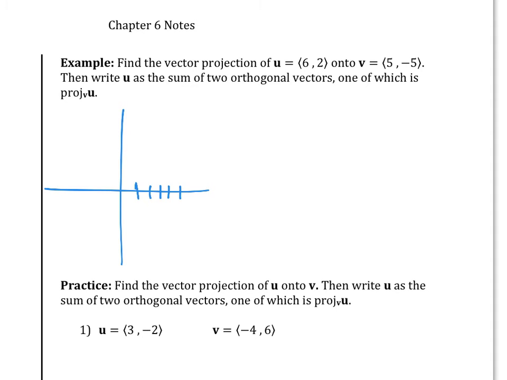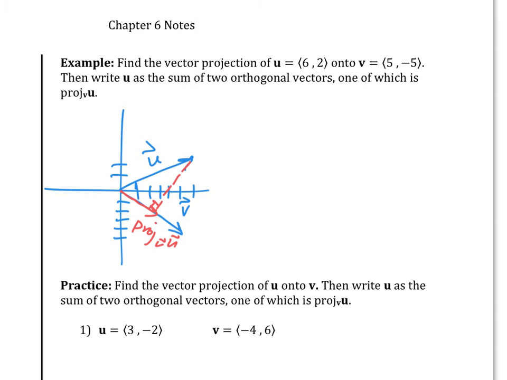So u is (6, 2). v is (5, -5). We want u going in the v direction. I'm going to do this in a different color. Essentially, we draw a straight perpendicular line down, and this part is the direction of u going in the v direction.